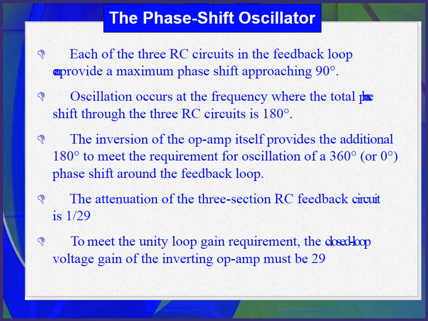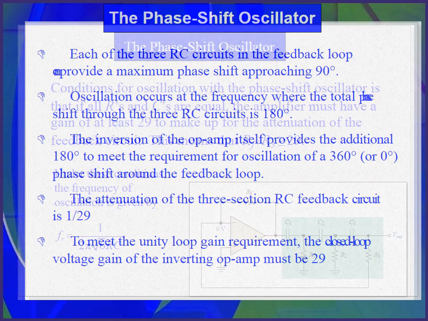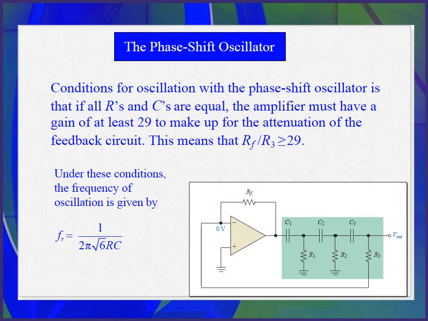To meet the greater than unity loop gain requirement, the closed loop voltage gain of the op-amp must be greater than 29. The frequency of oscillation Fr is given as 1 by 2 pi root of 6 into RC.